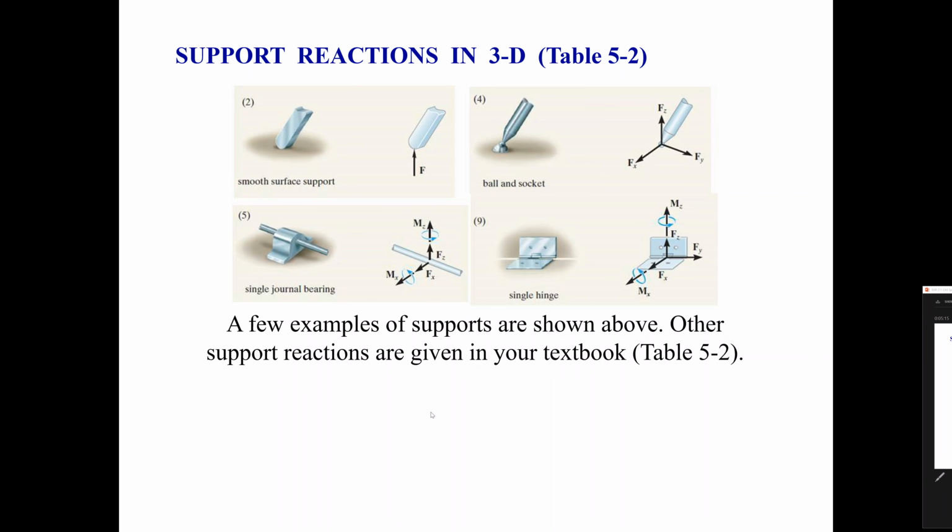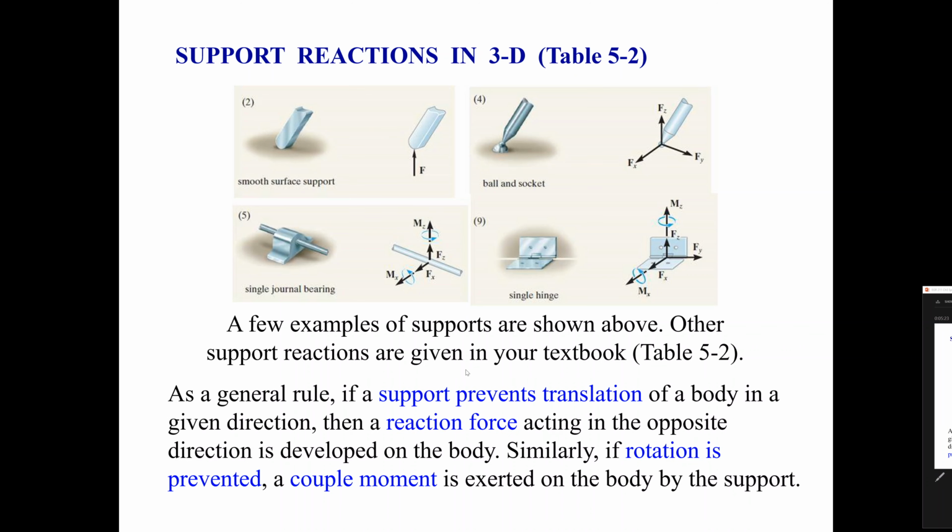Okay? So here's some examples. There are more examples in the textbook for you to take a look at, for additional types of supports. So the general rule or note you want to take a look at here: if it prevents translation of a body in a given direction, then you have a reaction force acting in the opposite direction. And also for rotation, a couple moment is exerted at those supports, if it stops it from moving in that direction.